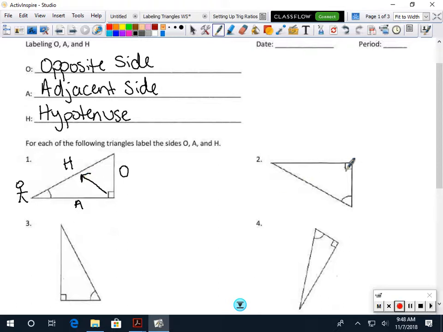So looking at number two here, I'm going to start with the hypotenuse. If this is my right angle, across from the right angle is H, the hypotenuse. Now for this problem, I'm standing down here at this corner. So this is the angle I'm going to use for this problem. The opposite side is the side that's always farthest away. The adjacent side is the side closest to the angle I'm using. So this would be adjacent.